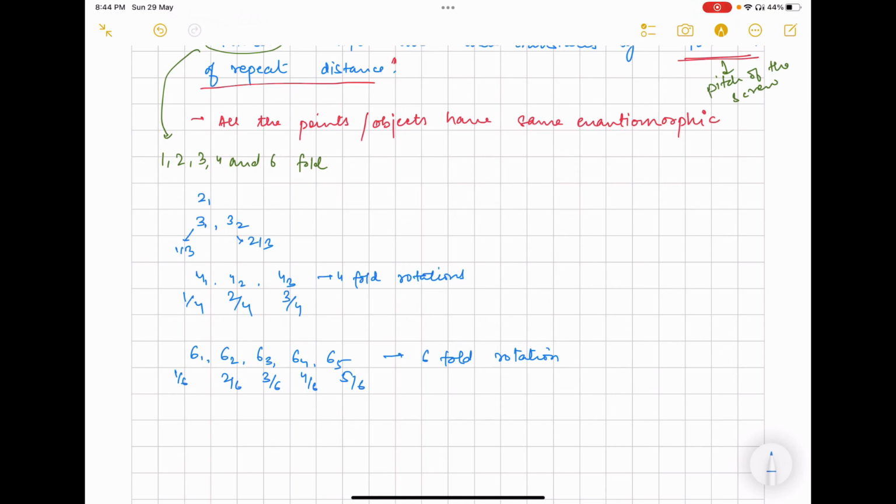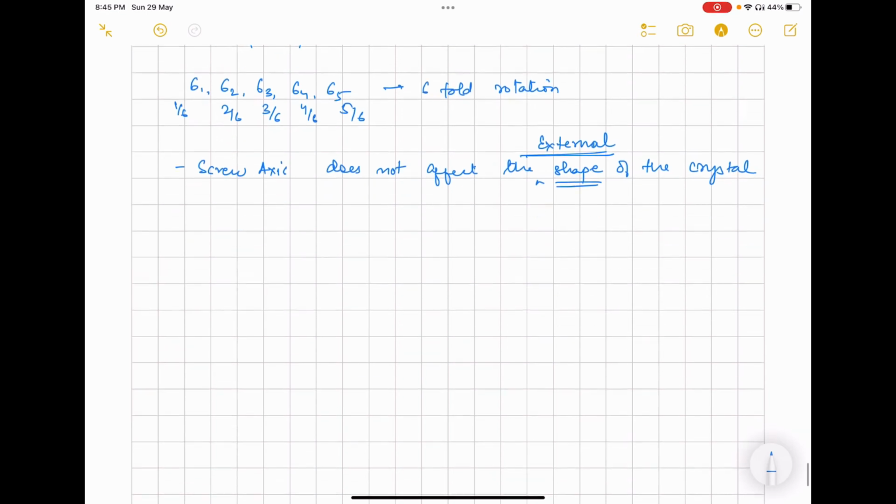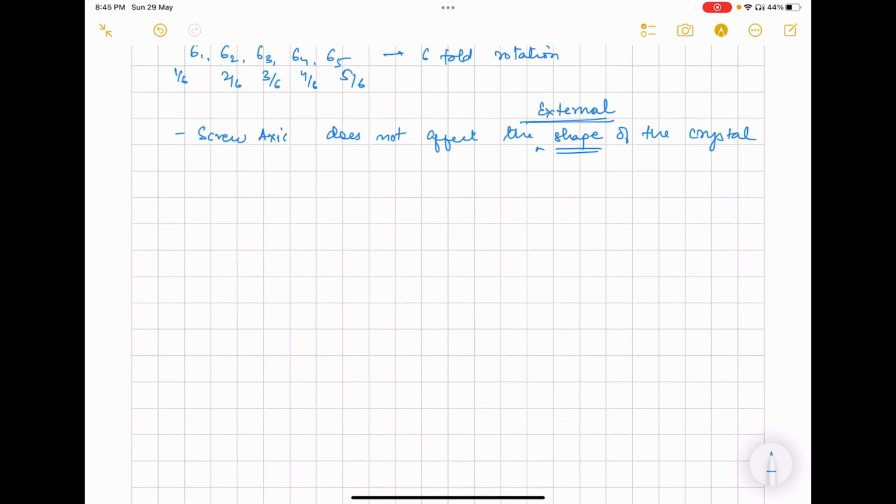The normal rotation axis and the screw axis both have the same effect on the external symmetry of the crystal. That is, the screw axis does not affect the shape of the crystal, the external shape rather I should say. It doesn't affect the external shape of the crystal. Alright, so let us consider different types of screw axes one by one.